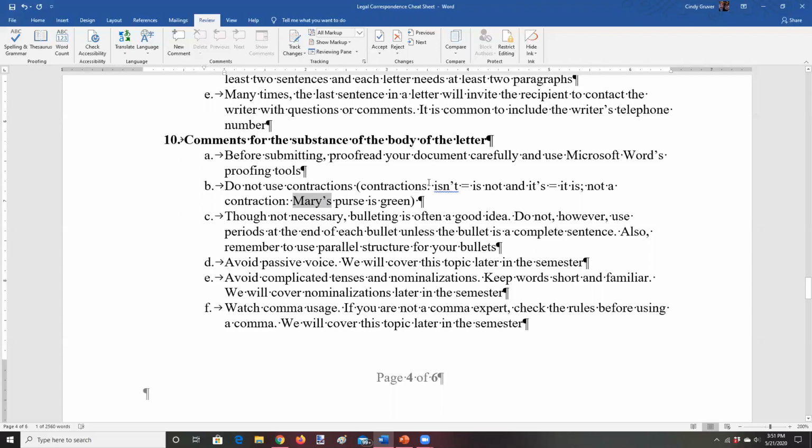In contrast to that, we have two contractions. Isn't. Whenever you see N apostrophe T, that's a contraction of the word is not. I mean, in this case, not, right? We have can't, hasn't, isn't, lots of different forms of that. And so whenever you see N apostrophe T, you know it's a contraction and we just shouldn't use it in legal writing. And that's for anything in this class.